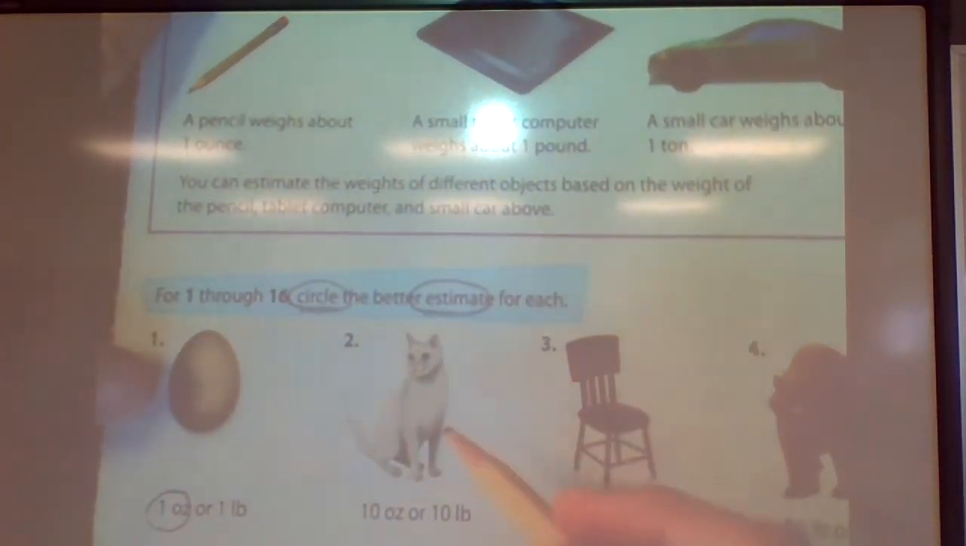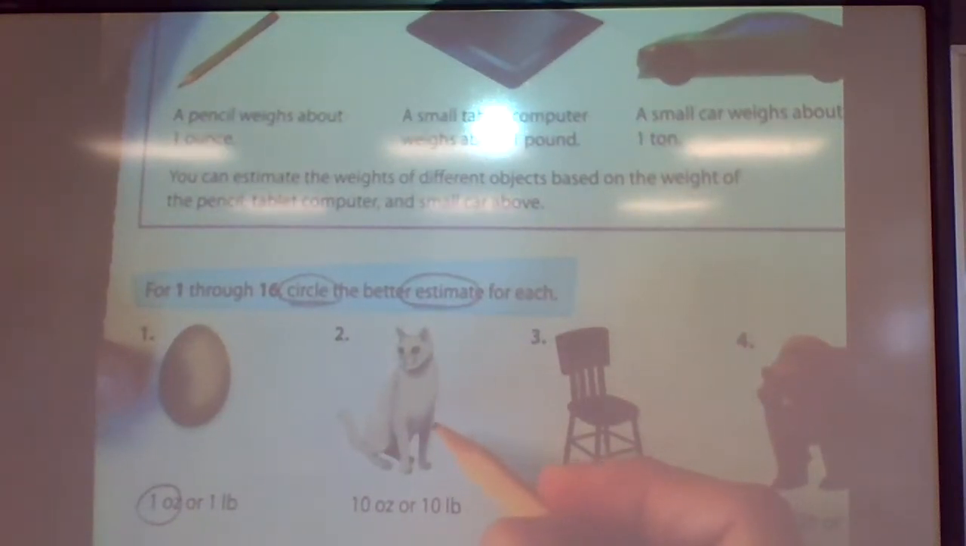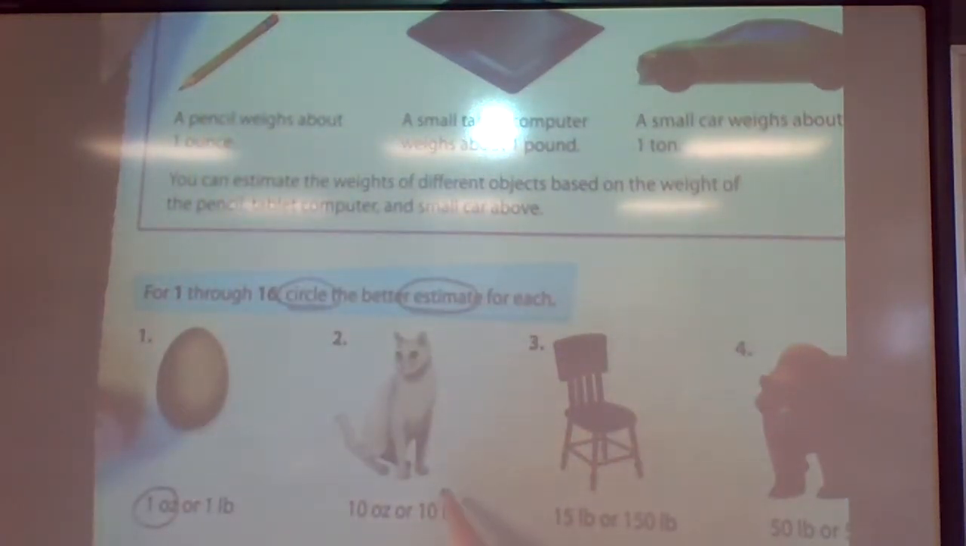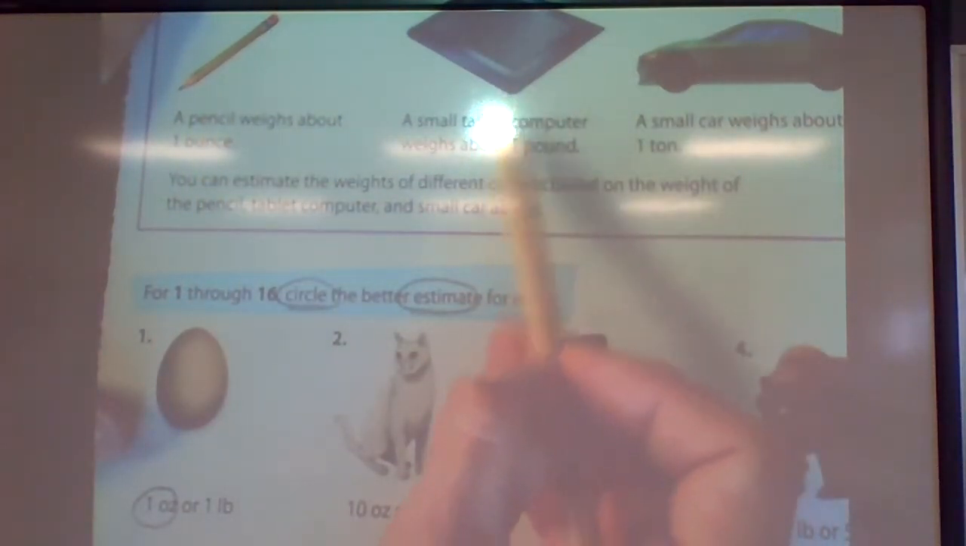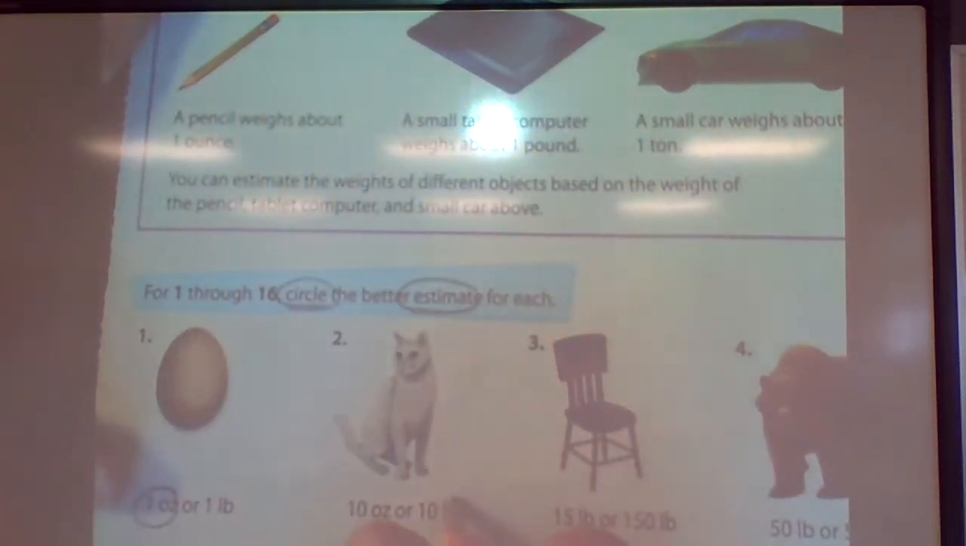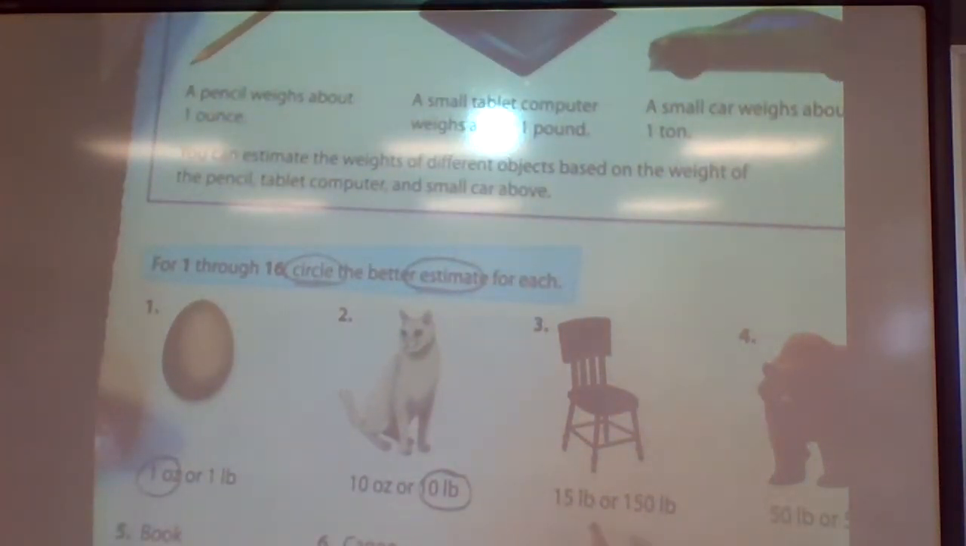What about a cat? Is it going to weigh about 10 pencils, 10 ounces, or 10 of these computer tablets? 10 pencils is not going to weigh much at all. It's going to probably be closer to 10 pounds. Do you see what I'm doing here? Is this chair going to be about 15 pounds or about 150 pounds? Look at your examples and figure out what would make the most sense, and you're going to do that for all of the ones on the front.